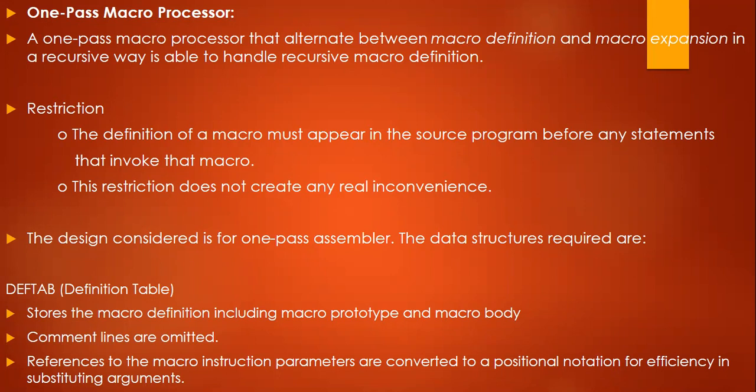We'll go for the one-pass macro processor. A one-pass macro processor that alternates between macro definition and macro expansion in a recursive way is able to handle recursive macro definition. The first time it encounters the macro definition in the beginning of the program, we just update the definition table. In this slide itself, at last you can observe we have something called a definition table. In the next slide we have the argument table and the name table. So we depend on a few data structures to handle this macro processor using one pass.